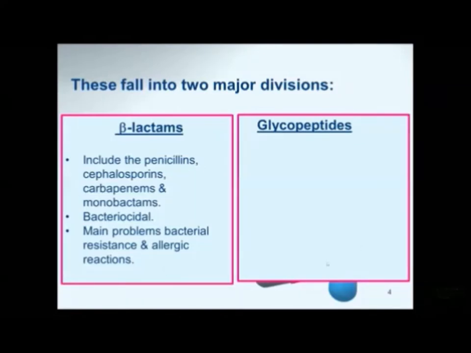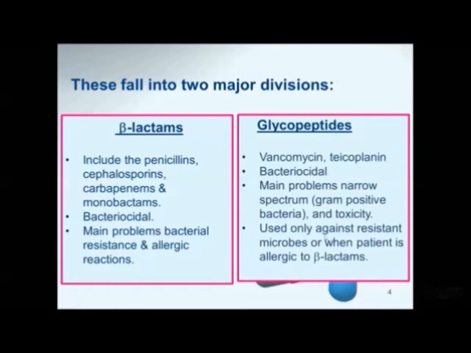And the other broad grouping of drugs that attack bacterial cell walls are the glycopeptides, and these are much less widely used, or have been. They are now starting to be used as the last line of defense against resistant bacteria, and these include vancomycin and teicoplanin. The problems are these are much more toxic drugs, they're much more likely to give adverse effects, and they tend to be fairly narrow spectrum.